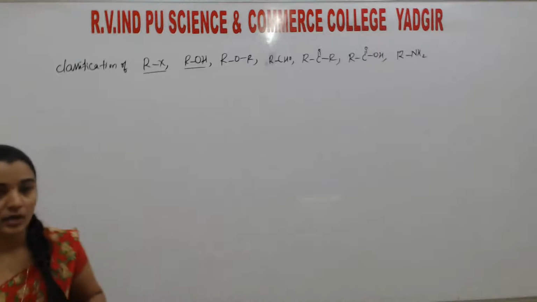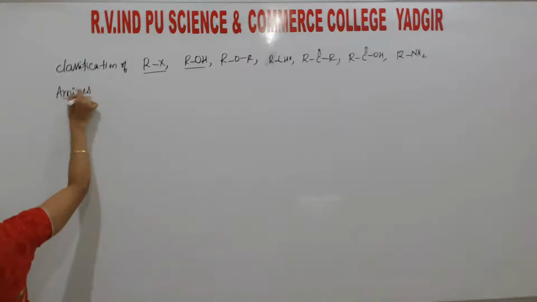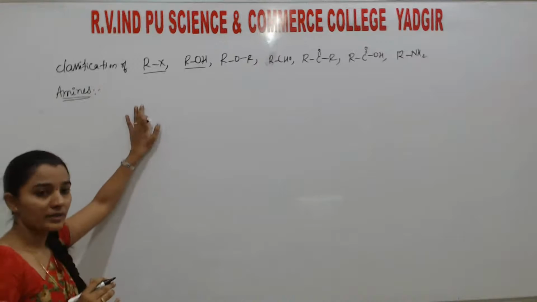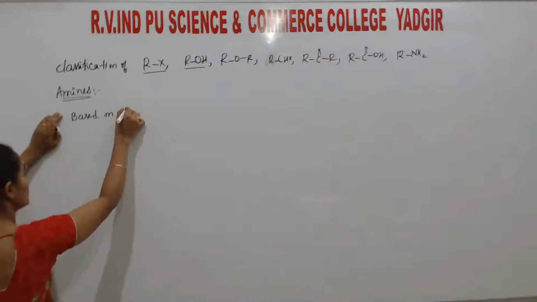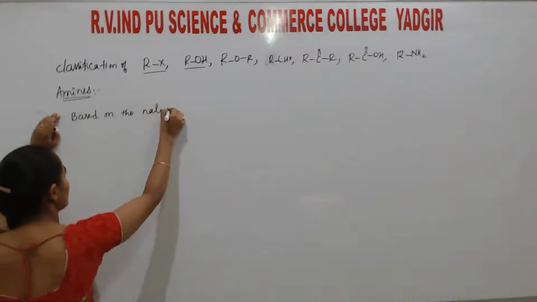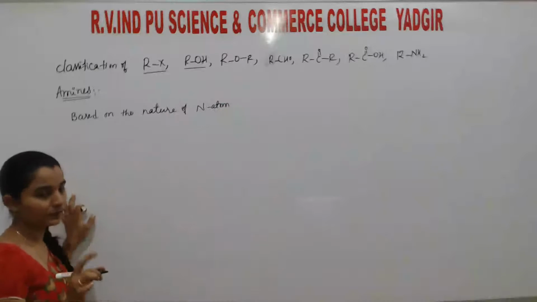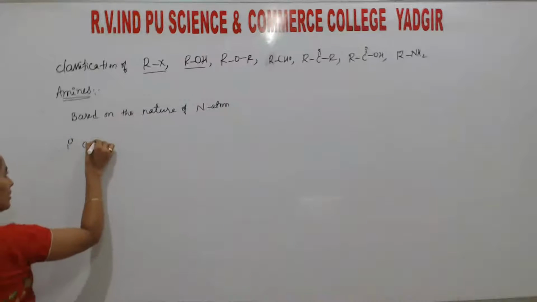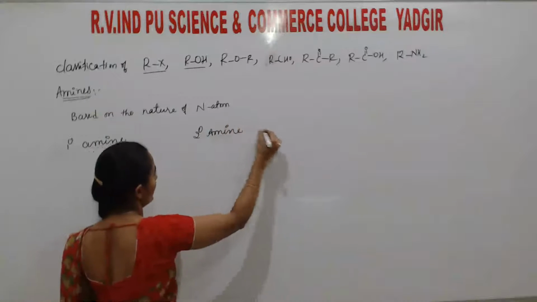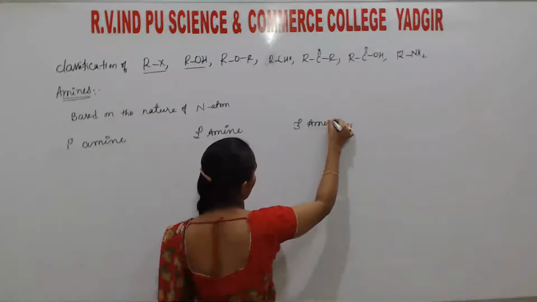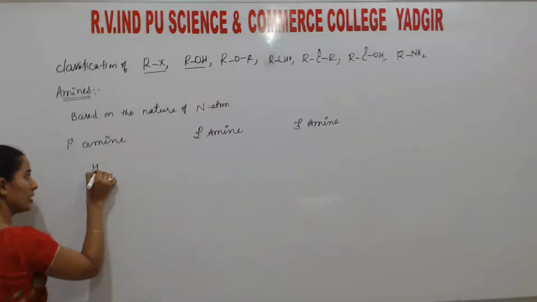So the next one is amines. In the amines also, based on the nature of the nitrogen atom, only one classification is there. Okay, so listen, in that the primary amine, next secondary amine, and tertiary amine. So these are the derivatives of ammonia. Consider here, I will write the structure of ammonia here.